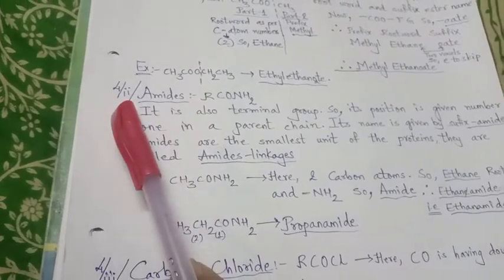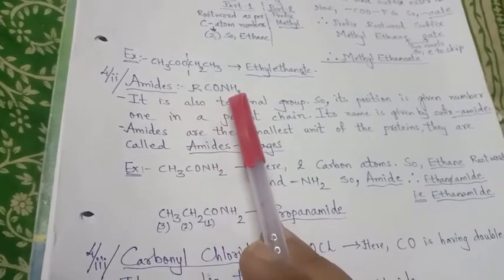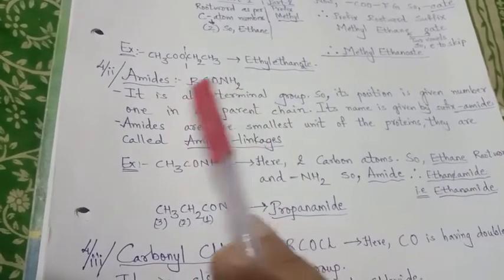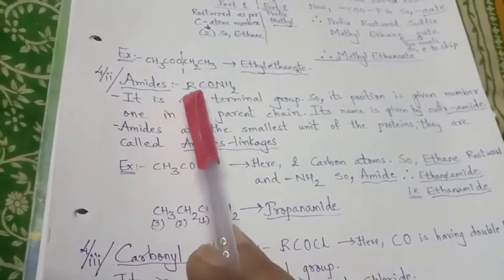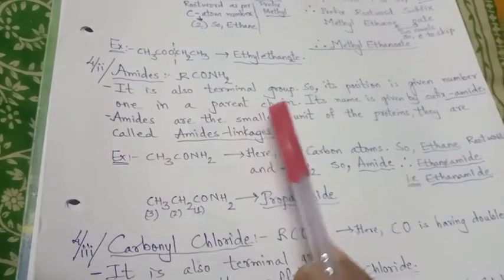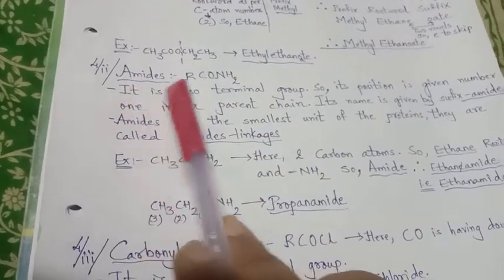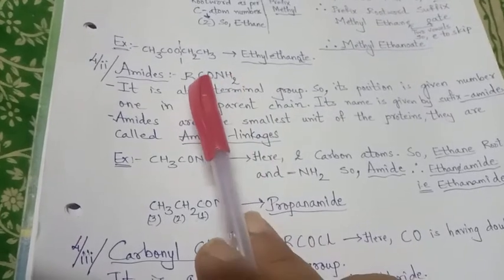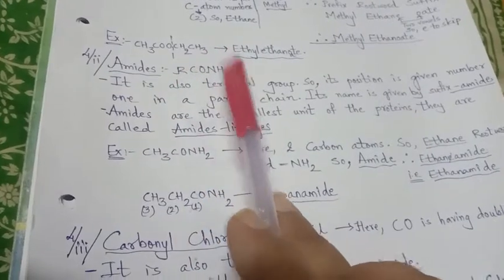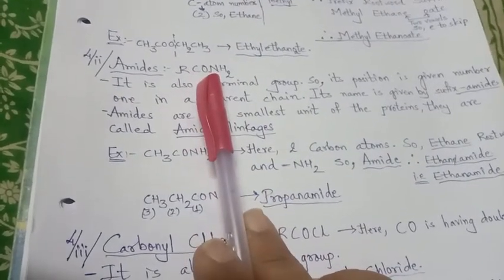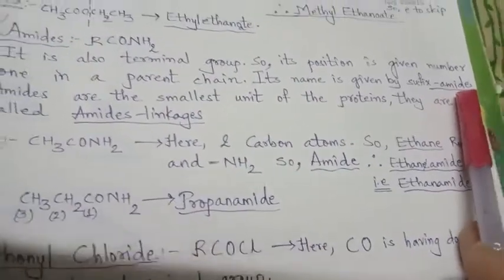Now the second derivative of carboxylic acid is amides. R, alkyl group, CONH2, right? So CONH2 will be the terminal group and R is the linkage of the parent chain, the alkyl chain. It is also a terminal group, so its position is given number 1 in a parent chain. So when in a chain we see CONH2 at this terminal or this terminal, then the carbon where the functional group is there will be considered number 1. And its name is given the suffix amide.